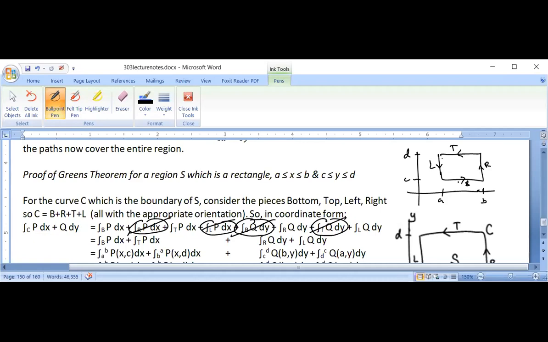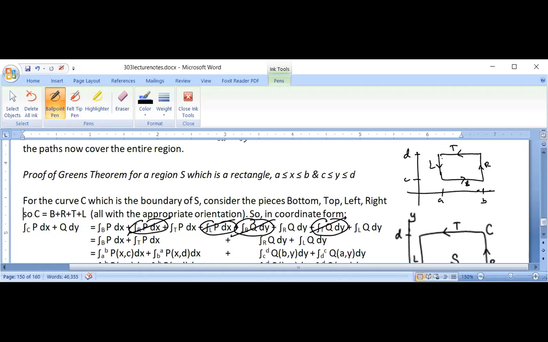Okay. Similarly, for the other two integrals along the right path, notice that x is always constant, always the value b. So q is really not just q of x, y, but q of b comma y. X is constant there. And along the right path, the third integral, y is going from c to d. And then along the left path, y is going from c to d.